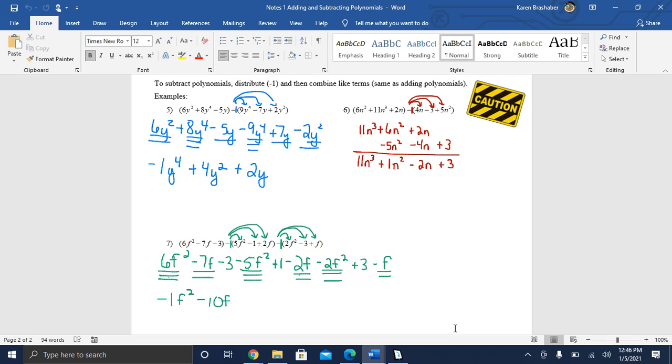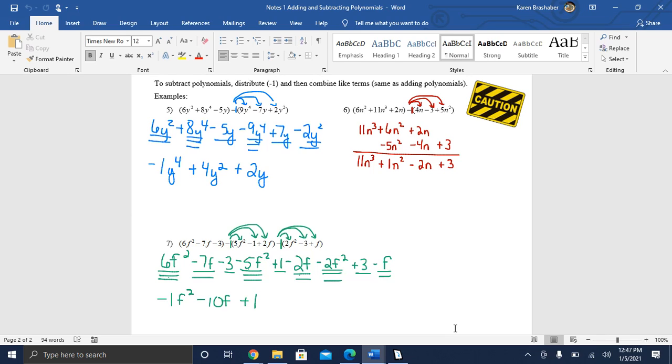And then finally, I have my constants. I have -3, I have 1, and I have +3. Now, one thing I could notice is the -3 and the +3 cancel or make 0, and then when I add 1, I get 1. Or I could go in order, -3 plus 1 is -2, and then when I add +3, I'll get 1. So -1f to the second minus 10f plus 1. So subtraction after removing the parentheses by changing signs works just like it did on addition.